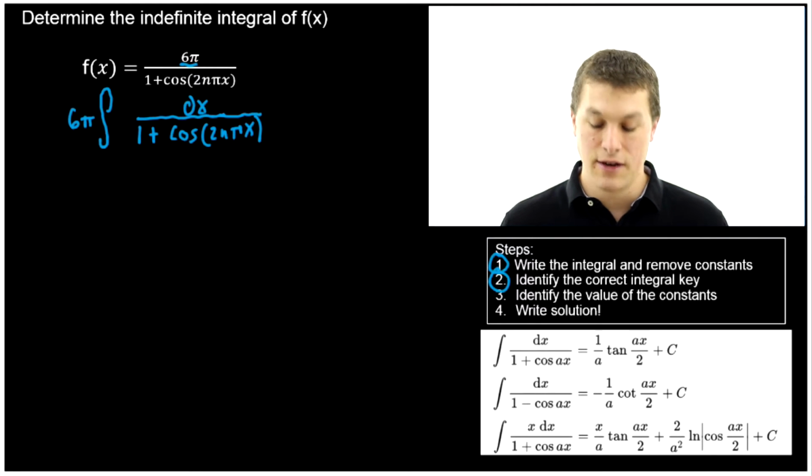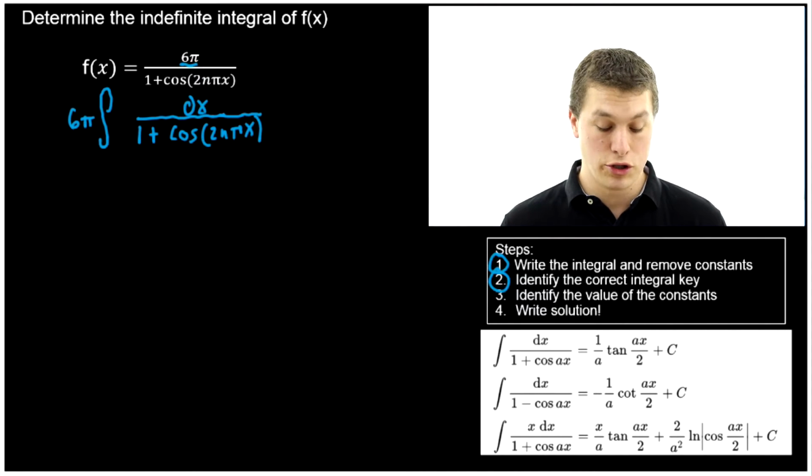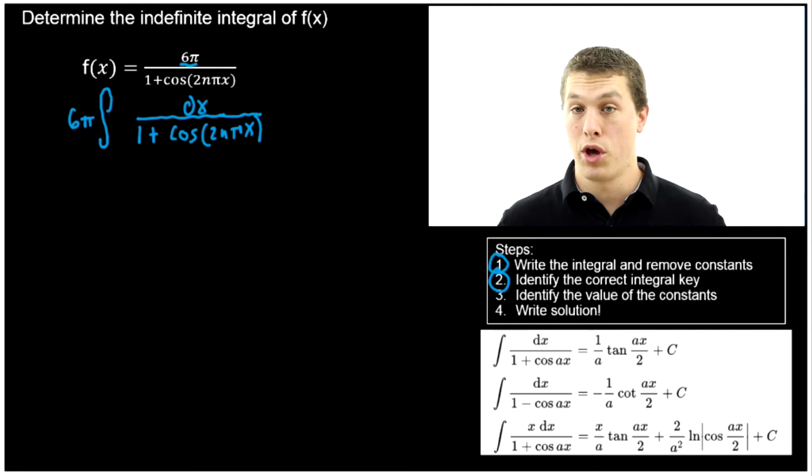So step 2 just says identify the correct integral key. And we want to find something of the same functional form. And there's such a long list of integrals that this can sometimes be the most challenging part of the problem. So what you want to do is make sure you understand what type of function you're dealing with. And here we're dealing with a trig function. So if you go to the list of trig functions and you look for one with cosine in the denominator, that'll be a good start.